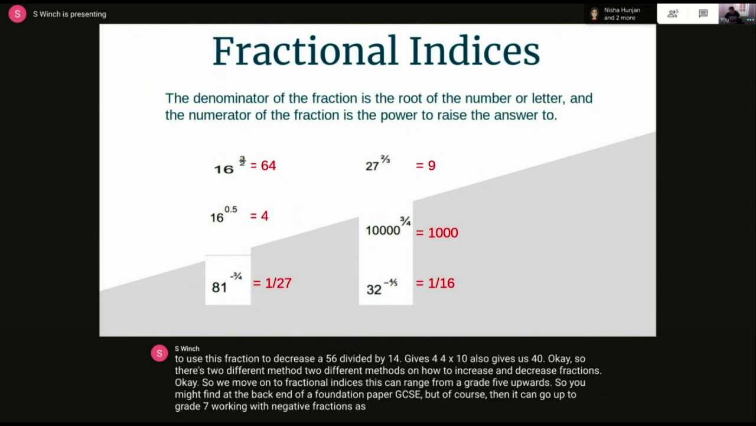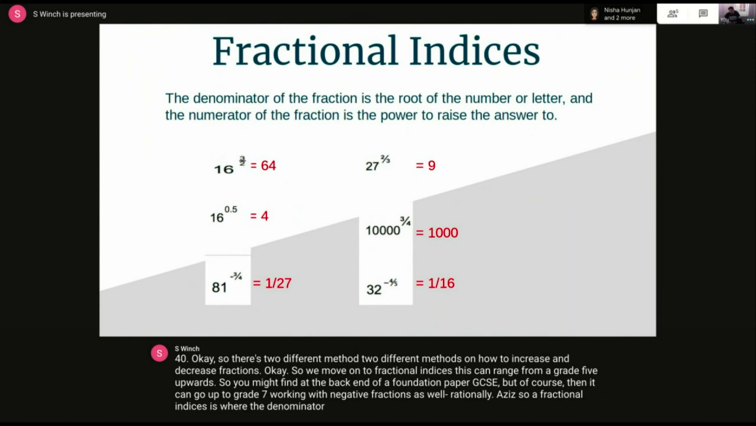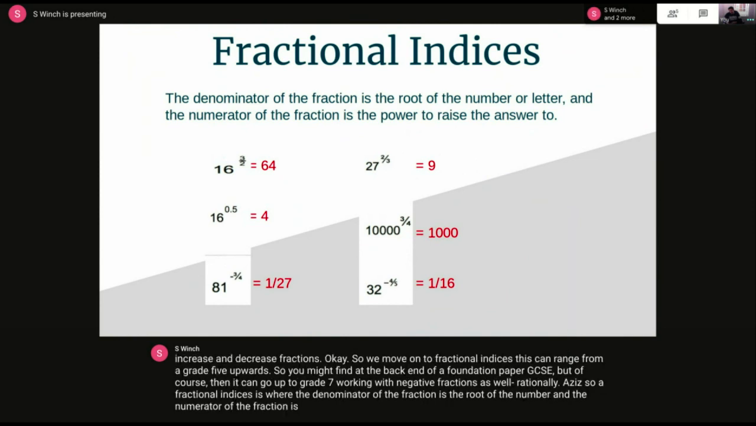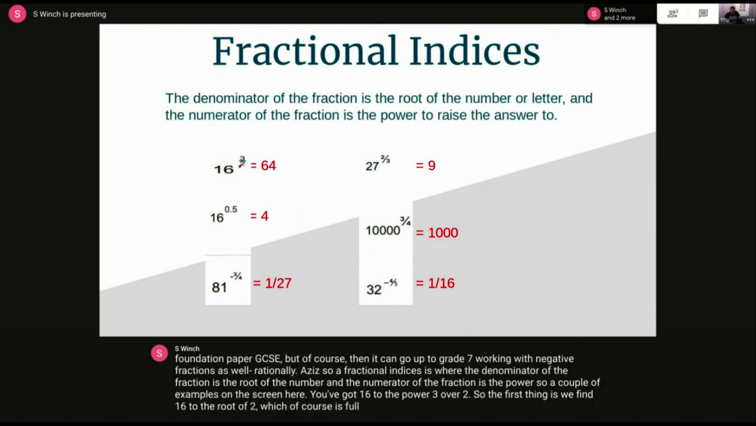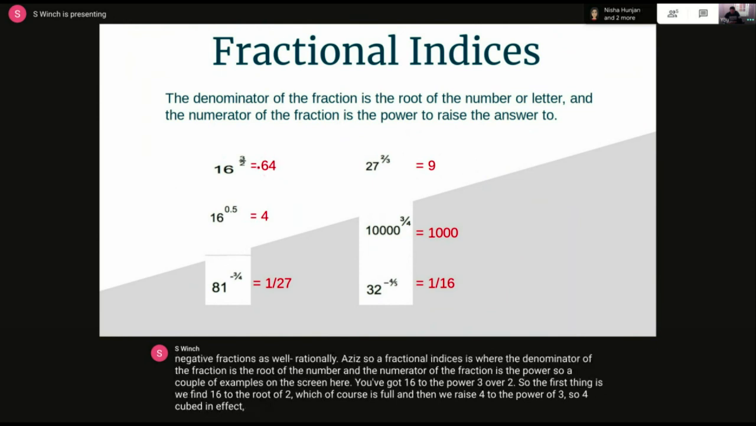So a fractional index is where the denominator of the fraction is the root of the number, and the numerator of the fraction is the power. A couple of examples on the screen here. You've got 16 to the power of 3/2. The first thing is we find 16 to the root of 2, which of course is 4, and then we raise 4 to the power of 3, so 4 cubed in effect, which gives us 64.